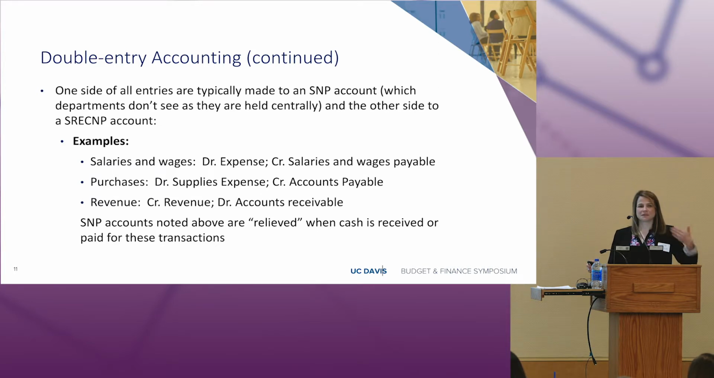So salaries and wages, we pay somebody, or they earned those wages, that hits the expense, and then it's salaries and wages payable until we actually pay them. Purchases, we buy something, it's recorded as a supply expense, and then recorded as accounts payable. And then our accounts payable team cuts checks and pays those invoices, and then it relieves the accounts payable and our cash goes out the door. Revenues, that's where we switch. Now we have credits. When we record revenue, we record a credit, and we record a receivable as our asset.